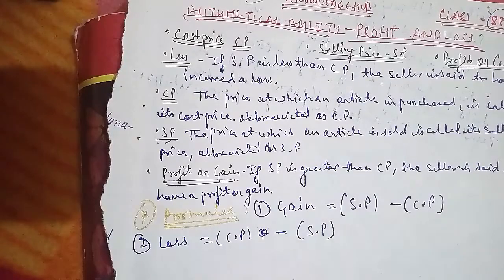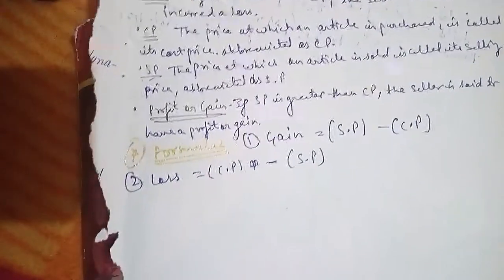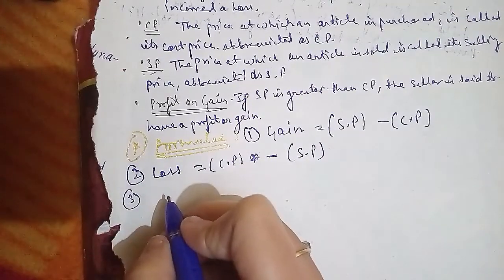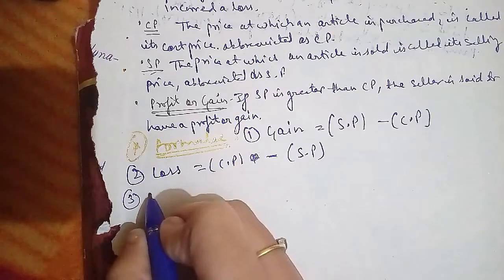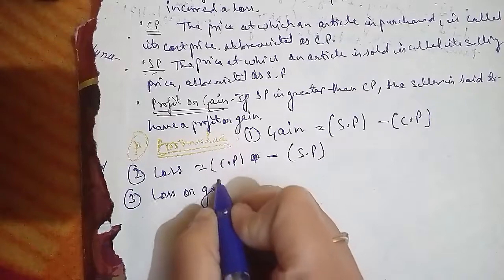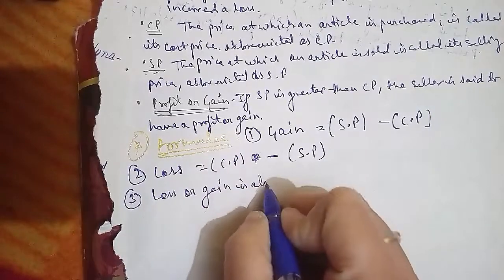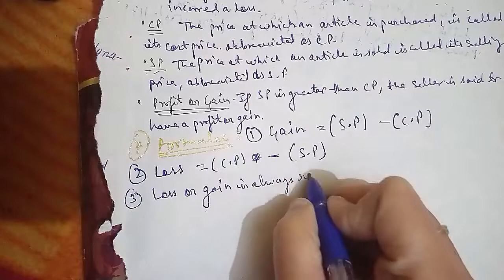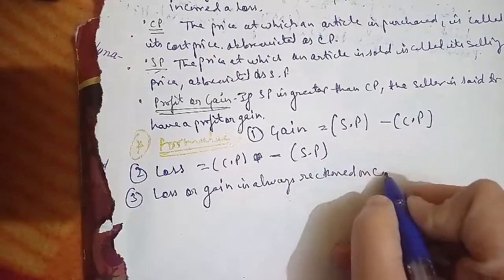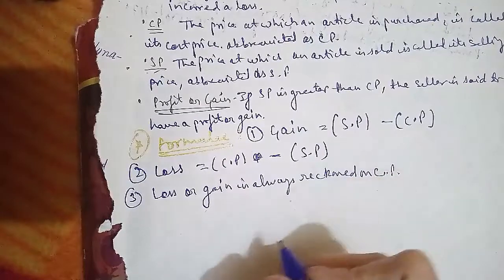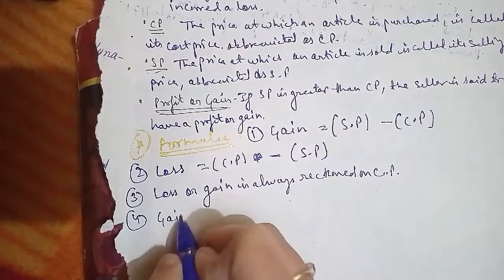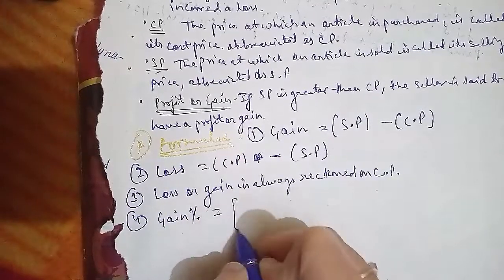Okay, now we go ahead for another one, that is the third formula. Loss or gain is always reckoned on CP, which is cost price. The next formula, the fourth formula we have, is gain percent.